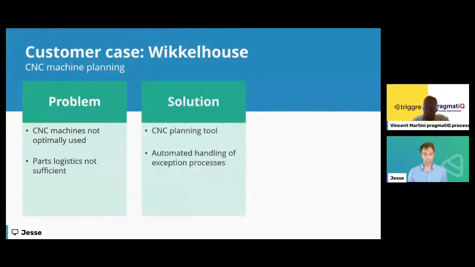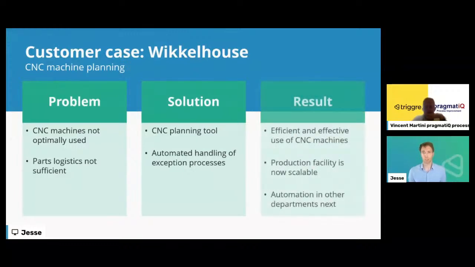So the solution that they had was, let's build a CNC planning tool and have automated handling of exception processes. The idea there is that sometimes a part won't come out correctly, like the CNC machine will make a mistake, or maybe the source material that you put in has a little fault in it, and that makes it break. Or just during production, you break a part, it happens, and you have to reprint it or recut it in this case. So they wanted to have a better process for that.